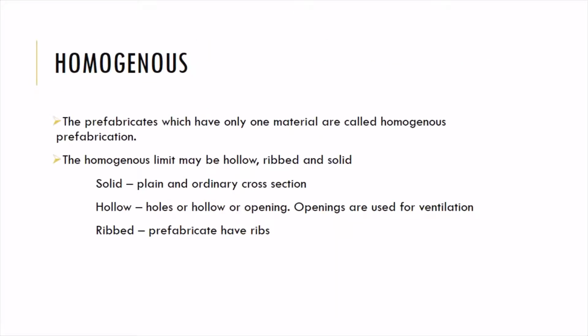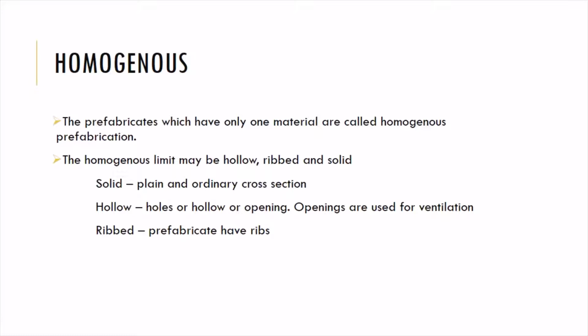Normally we know what is meant by homogeneous. It is made up of only one material. So this is termed a homogeneous prefabrication. In this we are going to discuss the types involved in the homogeneous. Generally we have three things: solid, hollow and ribbed.